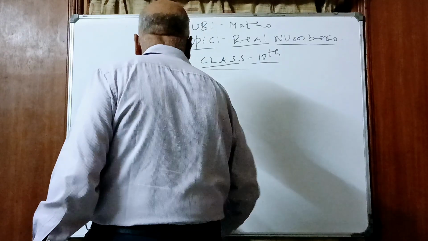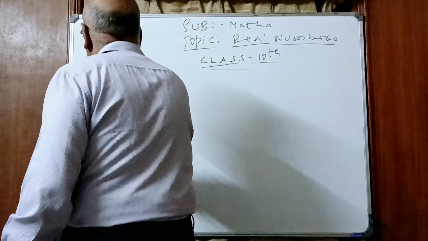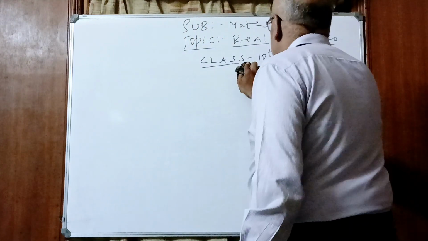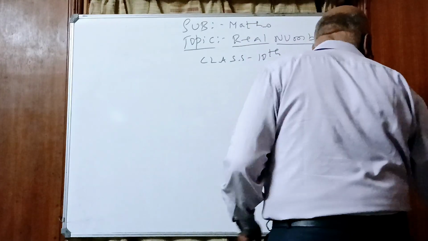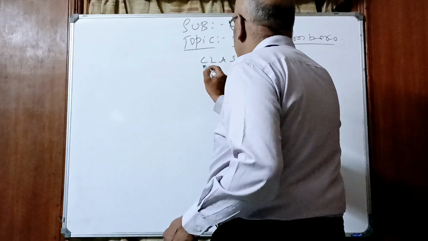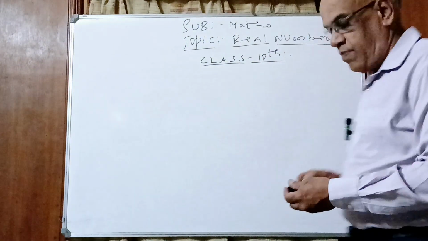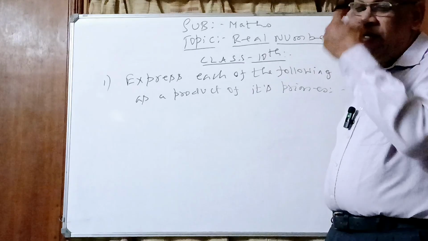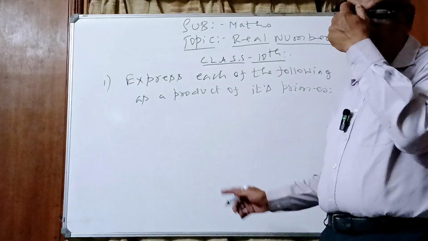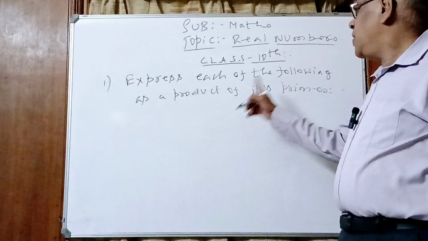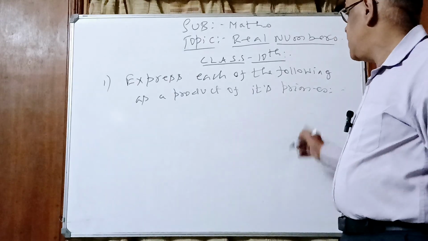Then we'll recall irrational numbers. We have already studied irrational numbers in 9th standard. So our next topic is what? Revisiting irrational numbers. Children, we take a question about what we studied, HCF and LCM of two numbers. Express each of the following as a product of its primes.